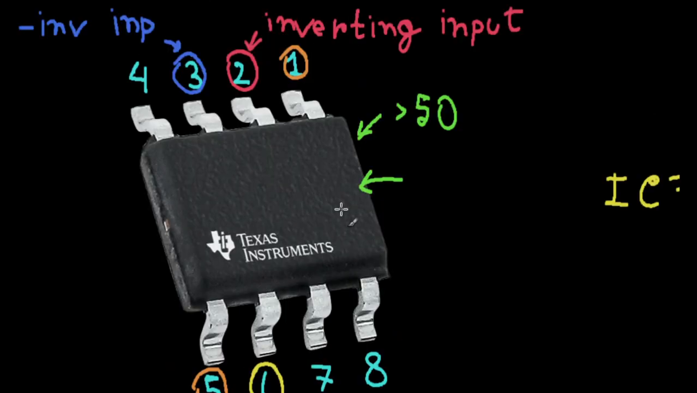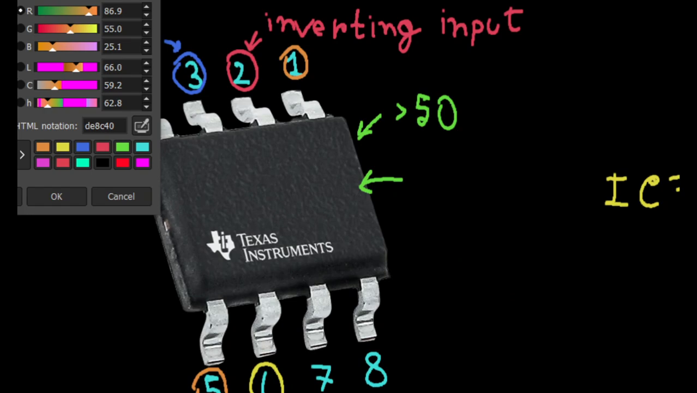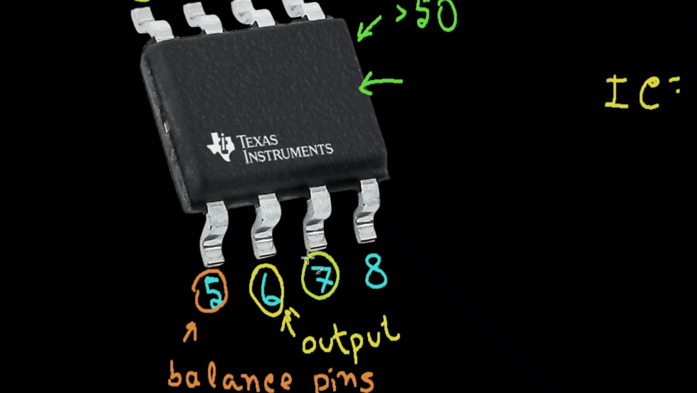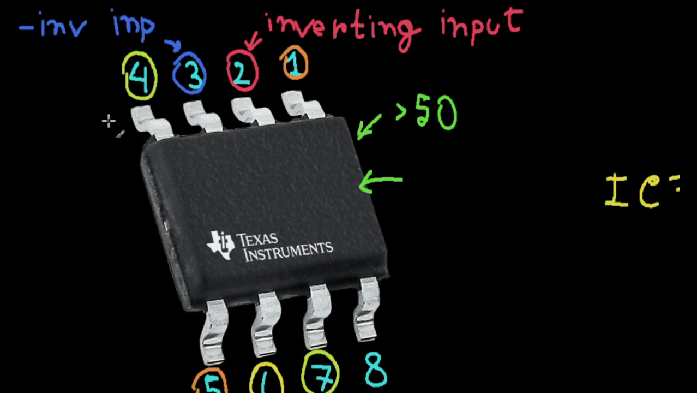Your pins 4 and 7, I'll do it in a different color. I definitely need to use a different color here. This is trickier than I thought, and I really shouldn't be wasting my viewers' time with this. Sorry. So you have your pin 4 and pin 7. These are the power supply terminals. So 4 and 7, this one and this one. These are your power supply.